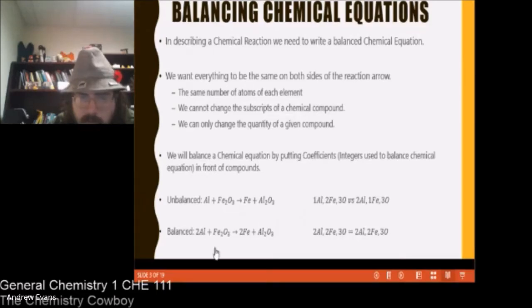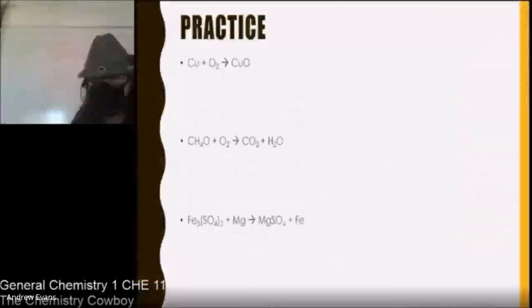Here are some practice examples. They shouldn't be too hard. There's a trick to each one, though. So the first one, I say try to balance copper first. There's 1 copper on the left, 1 copper on the right, and I go, okay, that's good. There's 2 oxygens on the left, 1 oxygen on the right. So what do I have to do? I have to double the CuO.